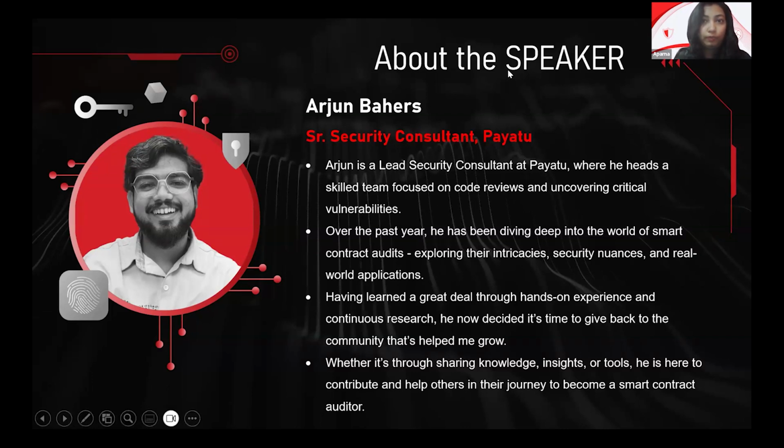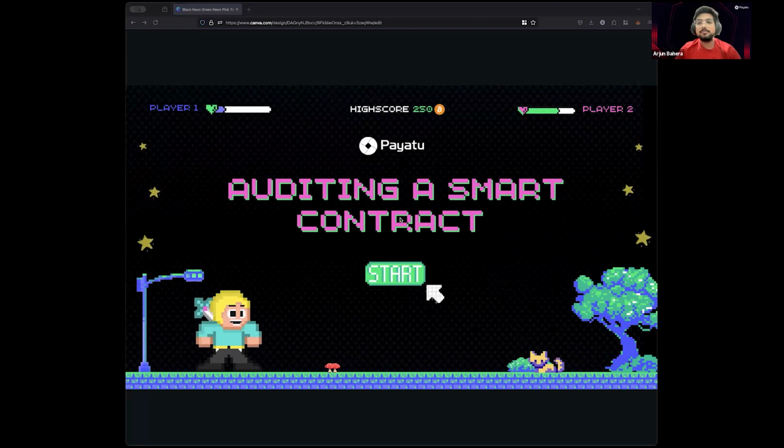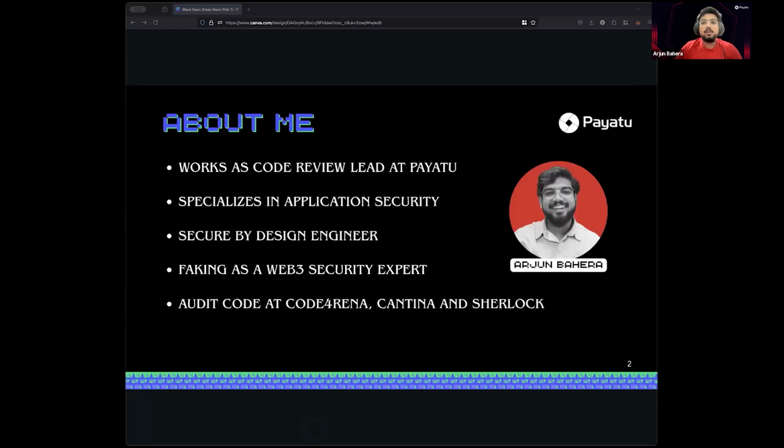Arjun, over to you. Thank you. So hello, everyone. Welcome everyone. So before we start our webinar on auditing a smart contract, I'll give you some background about me. I work as a code review lead at Payatu. I specialize in application security, and this role has allowed me to expand my horizons as a secure by design engineer. For now, apart from the day job, I am working as a Web3 security expert, and sometimes I audit code at Code Arena, Cantina, and Sherlock.